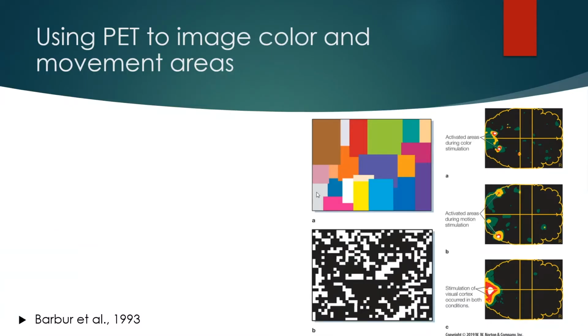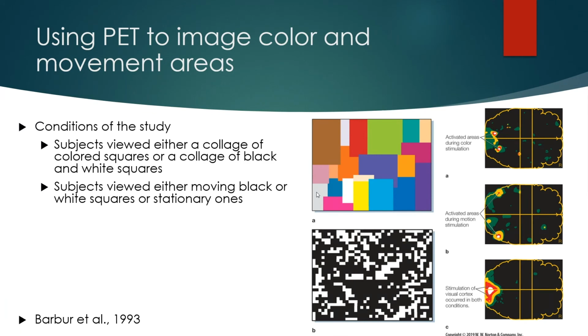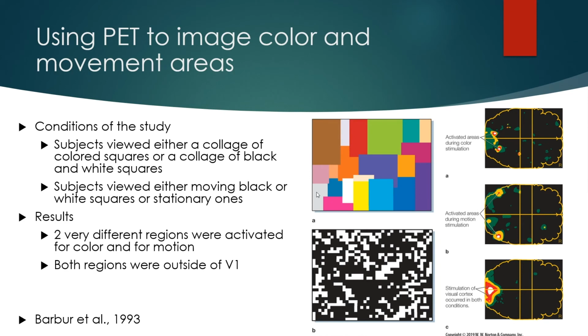And this is a really nice demonstration of that from MRI. They showed subjects either this collage of colored blocks or a collage of just black and white blocks. And then with this collage of black and white dots, they showed them either a stationary one or one where all of these blocks were moving around in space. What they found was that there were very different regions responding to the motion condition than were responding to the color condition. And it demonstrated this segregation really well.